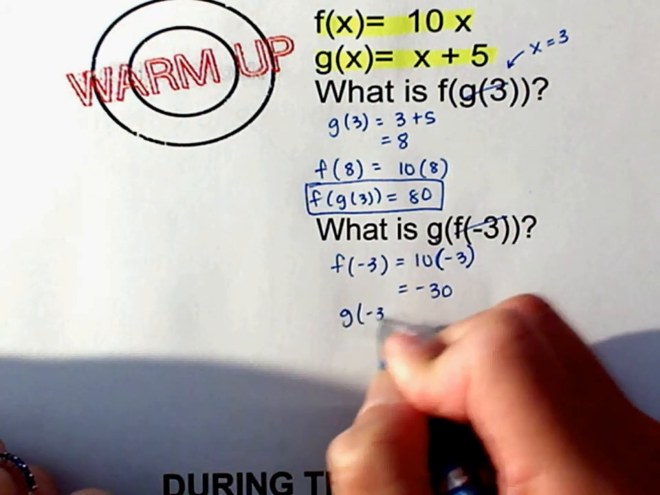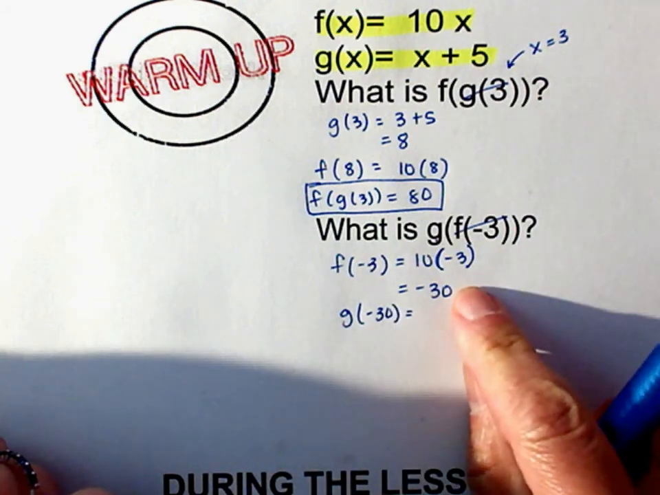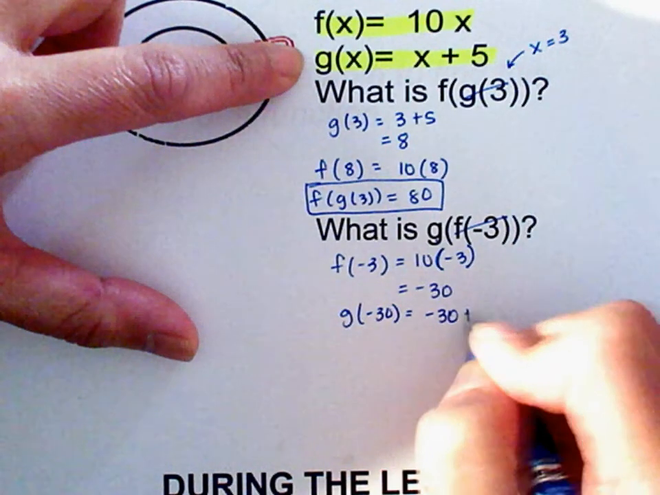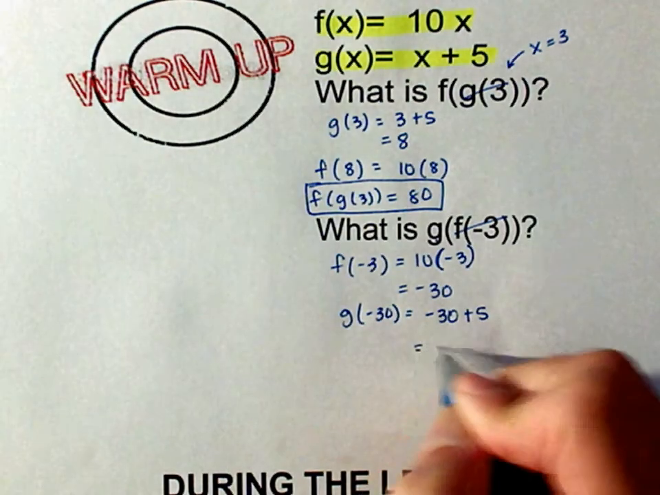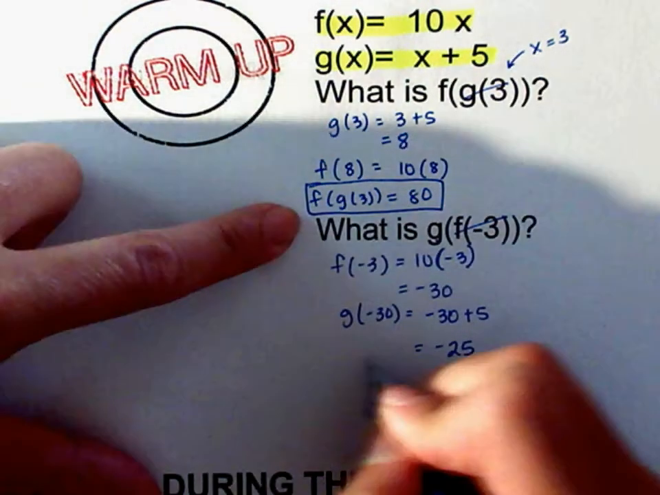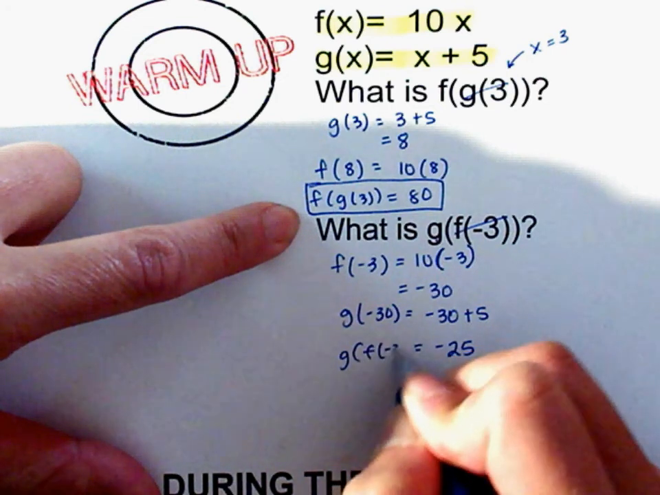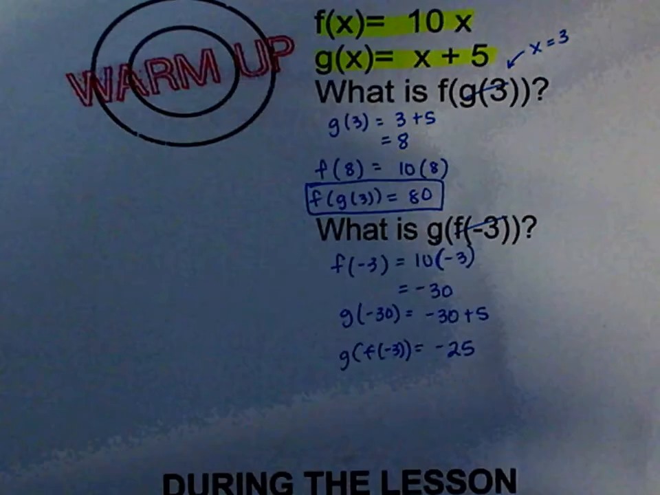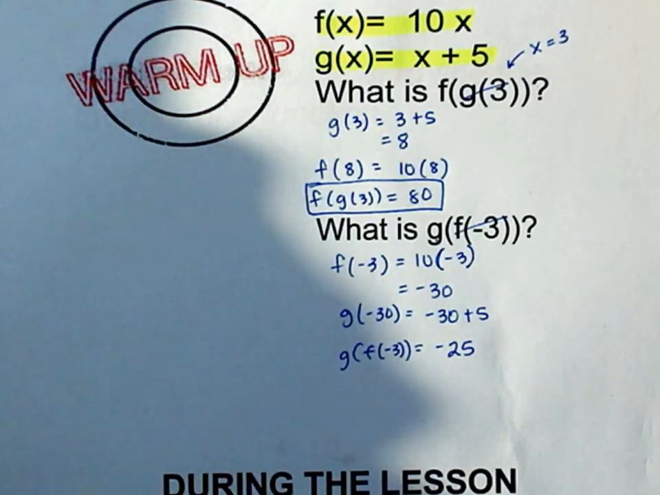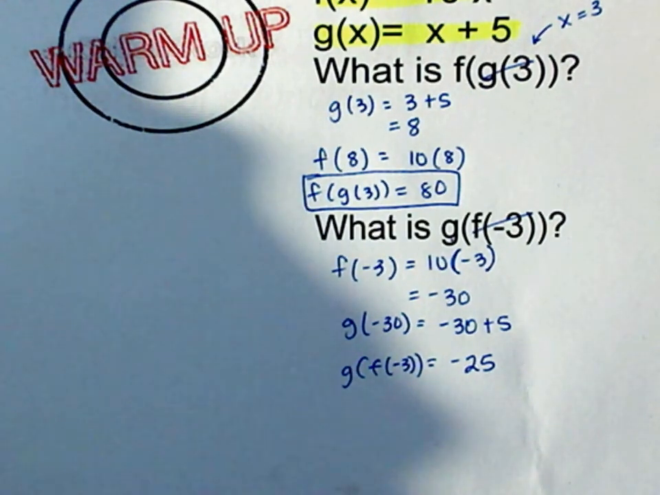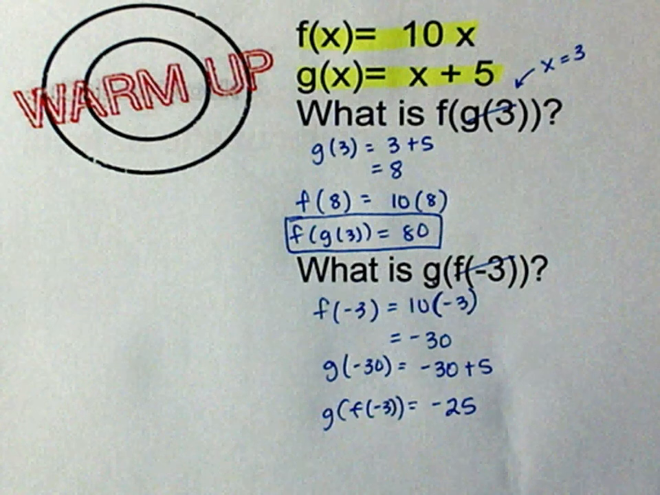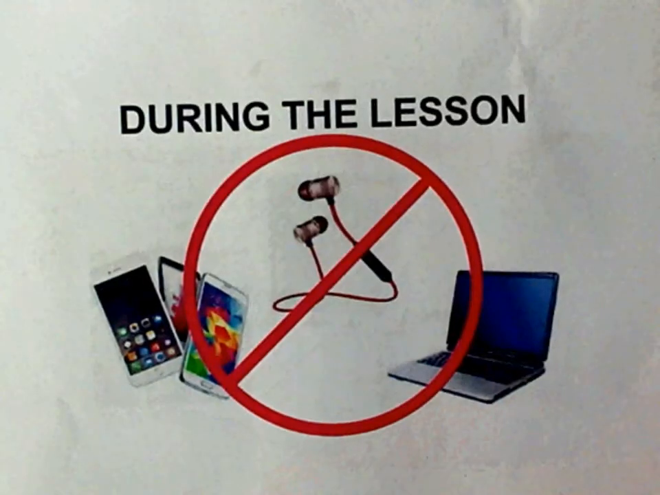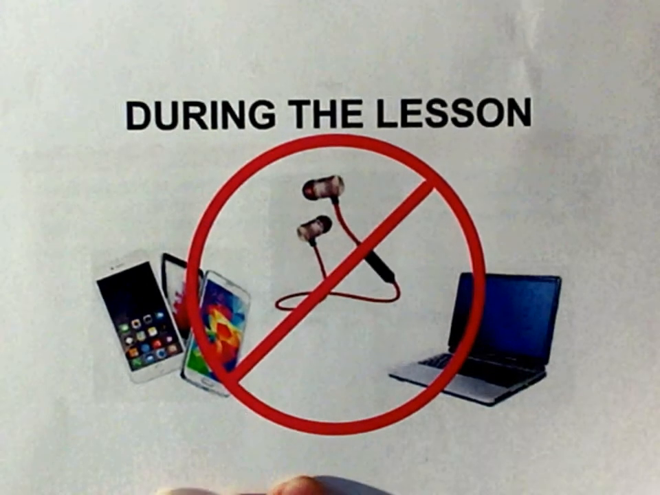And since I'm done with that one, I'm going to go to my g. Wherever I see an x, I'm now going to substitute it with my new x. There's my g. So that's negative 30 plus 5, and negative 30 plus 5 is negative 25. So g of f of negative 3 is negative 25. Just like that. I hope that helps you a little bit. Let me see if I can make it a little bit bigger. And there you go. Don't forget to submit your warm-up in 6-4.